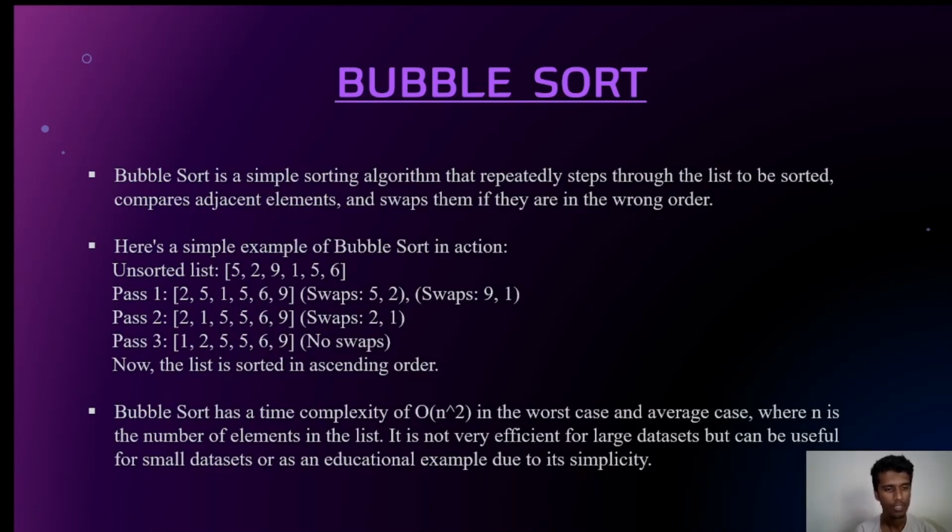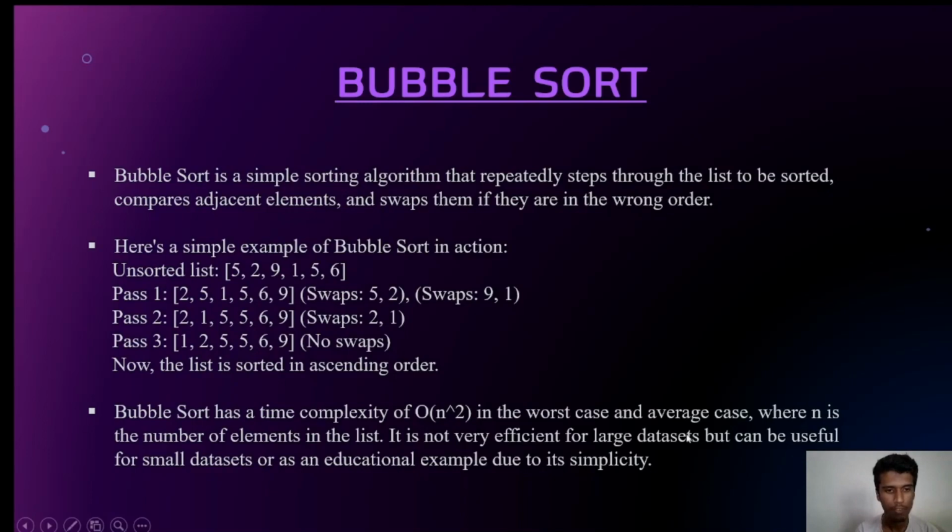Now bubble sort has a time complexity of O(n^2) in the worst case and average case, where n is the number of elements in the list. The worst case and best case of bubble sort can be defined as O(n^2). If we look at the above example, we have 6 elements. If we put the n value as 6, we get n power 2 as 36.